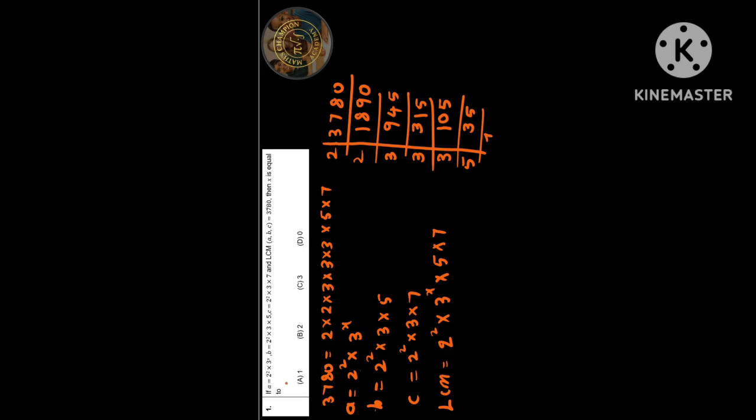So from here, both are equal. This 2 square and this 2 square cancel. This 5, 5 and 7, 7 get cancelled. So what is the leftover? 3 power x is equal to 3 cube. The bases are the same, so the powers should be the same. So x is equal to 3. From here you will get x is equal to 3.